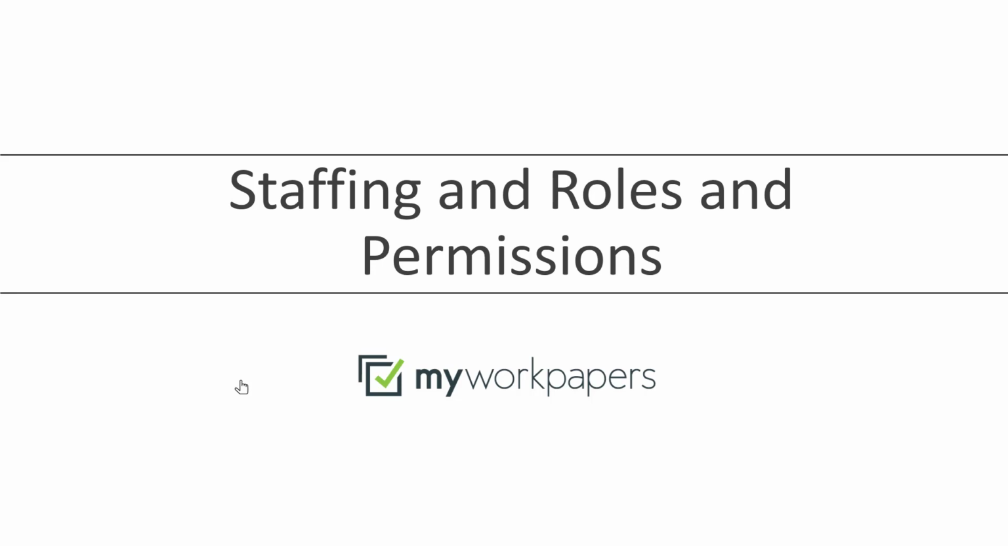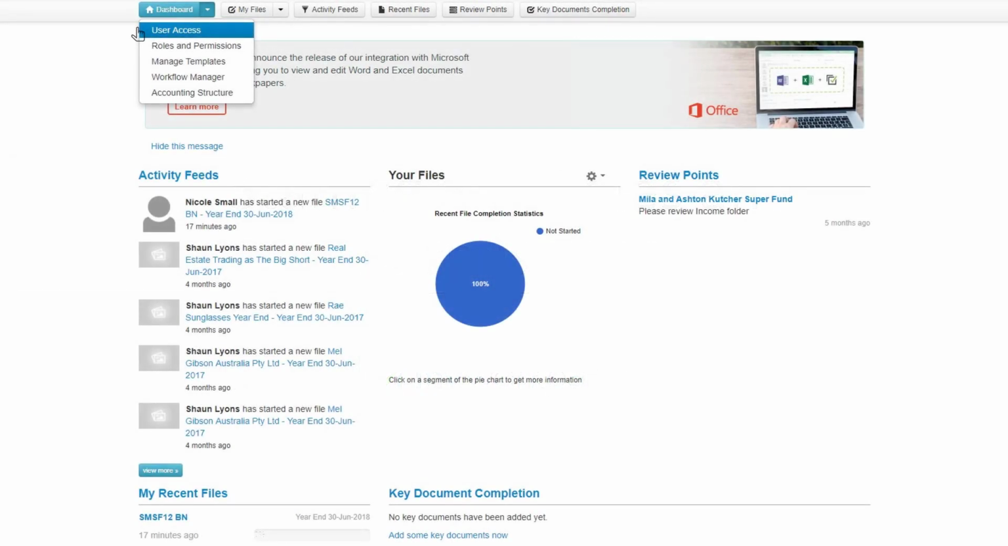Before allocating staff members to the engagement files, the firm must first add each staff member to its staff list and determine the various roles and permissions that can be assigned to each staff member. The objective of this video is to demonstrate how to add a staff member to the firm's staff user list at the firm level, how to assign roles and authority to each staff member, and how to assign a staff member to a particular engagement at the file level.